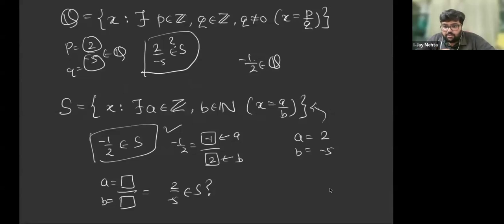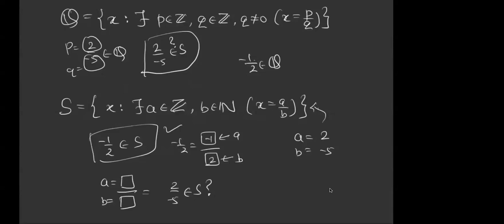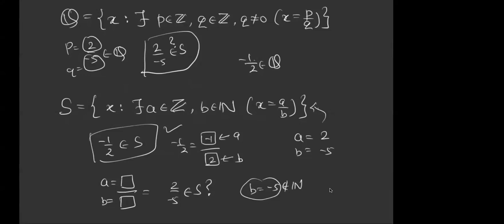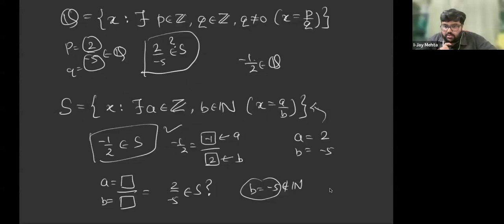Yes, Aisha, room number 4. Aisha Siddiqui. Yes, sir. You said no, because -5 does not belong to natural numbers, so I cannot take B equal to -5 in S. Good. So what you say is that B equals -5 is not in natural numbers, so I cannot take B equals -5. Is that your answer? Yes, sir. Okay. Let us ask somebody who said yes.